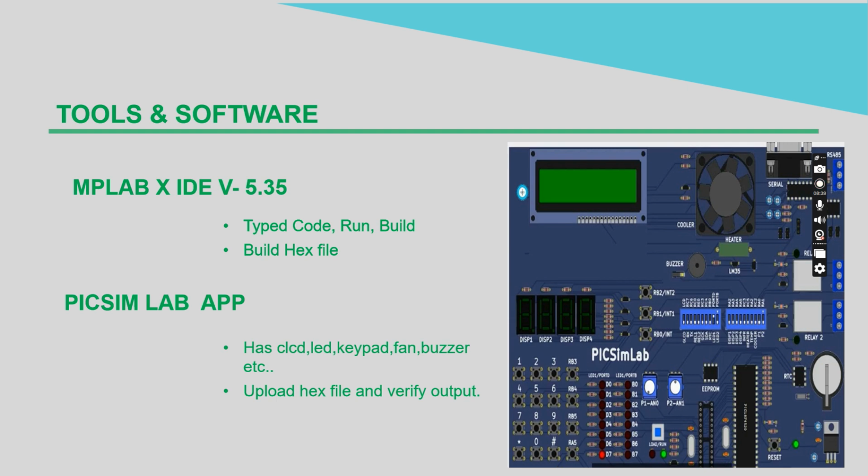And then comes the PICSIM Lab app. The PICSIM Lab app is a virtual app where I can virtually do my project with the PIC. The output page of PICSIM Lab is shown in the picture, where I have various features like a fan, buzzer, CLCD display, and a digital keypad. This is the PIC IC I have, and various resistors and adjustment buttons. This is the area where I implemented the washing machine program.